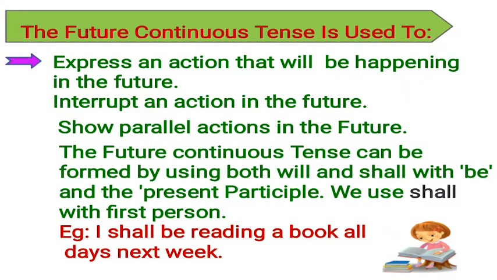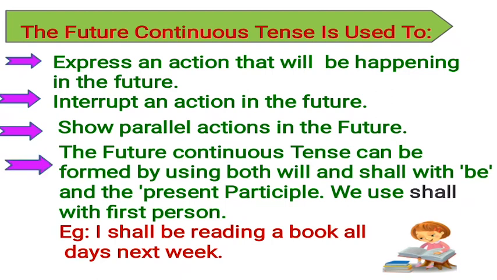Now we will learn that the future continuous tense is used to express an action that will be happening in the future, as I already told you. Not only this, but it is used to talk about an interrupted action in the future, where one action happens and it is interrupted by some other action in the future. It also shows parallel actions in the future. So in all these three conditions, we use the future continuous tense.